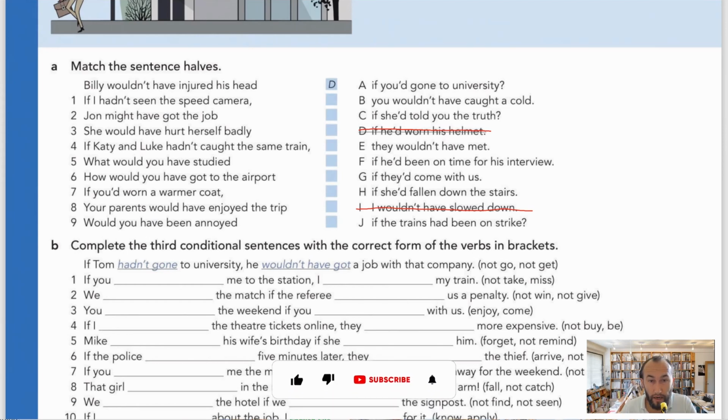Number one is going to be I. So we're going to write I down here. There you go. That's it. And then we're moving to number two.